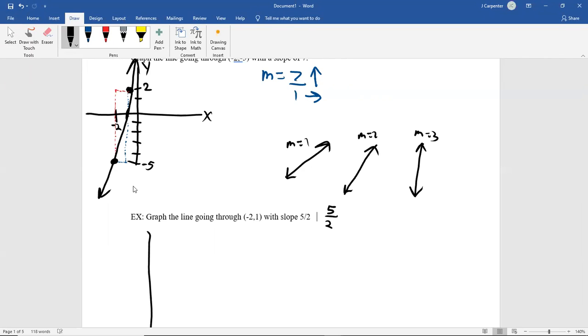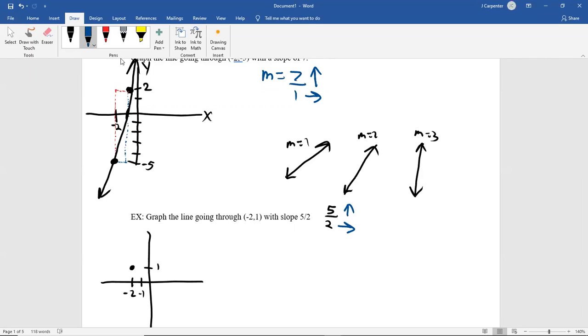So we plot our point, which would be -2, 1. So left 2 and up 1. There's our first point, the -2, 1. And then our slope is 5/2. So that's already a fraction, so we don't have to change anything. The bottom tells us how far right to go, and the top is up or down.